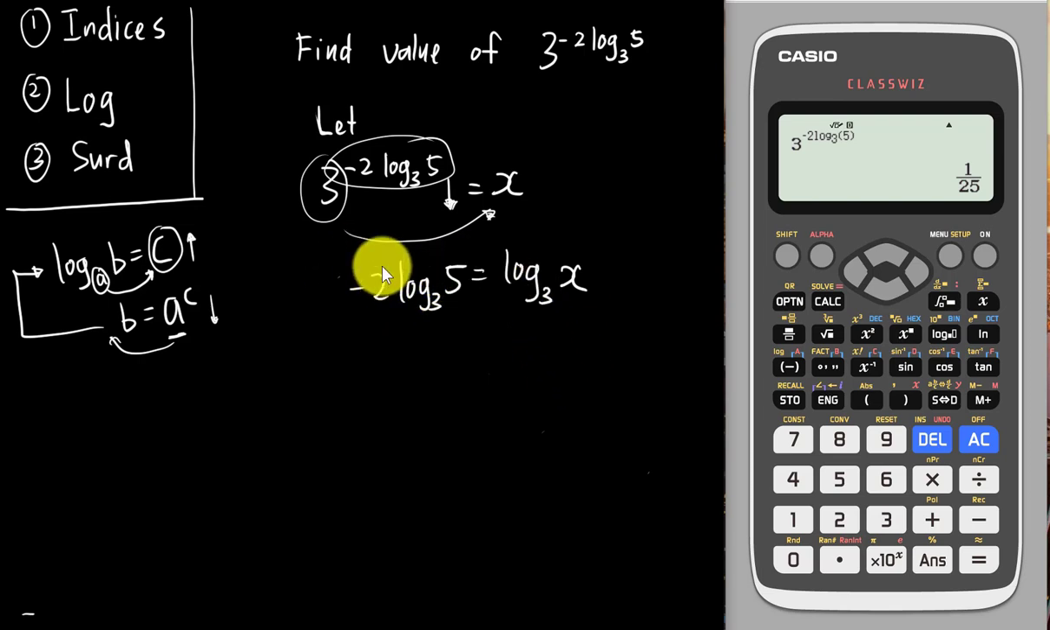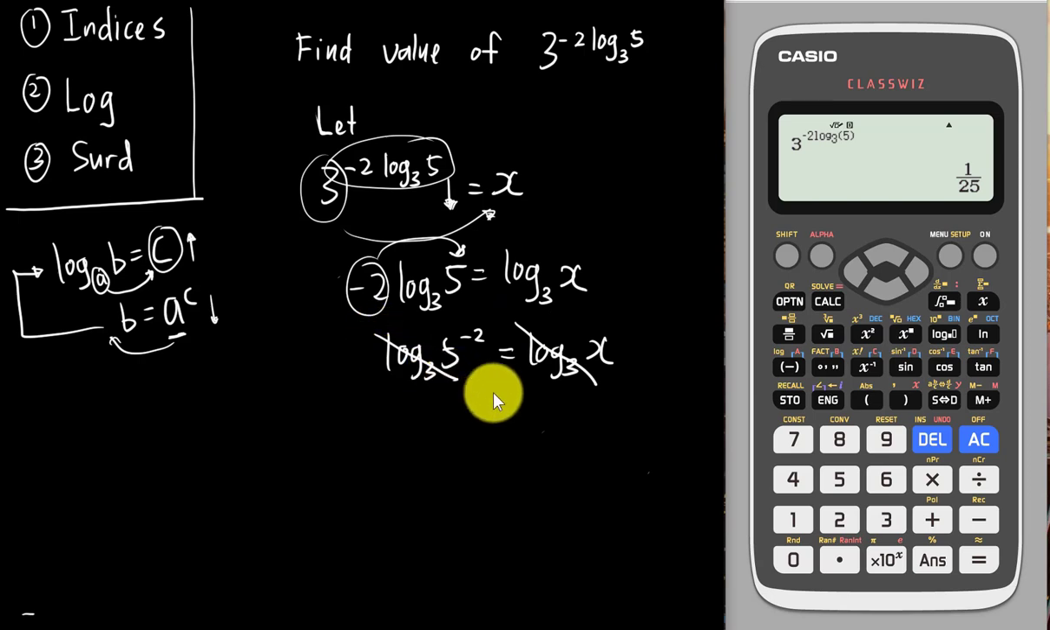Alright, then I will move the power to the top here, becoming log 3 of 5 power of negative 2. Why do I want to do that? Because I want to simplify the log 3 here. Alright, then log 3 and log 3 I cancel. Then x will equal 5 power of negative 2. So over here you can just type 5 power of negative 2, and you will get 1 over 25. The calculator will tell you it is 1 over 25.